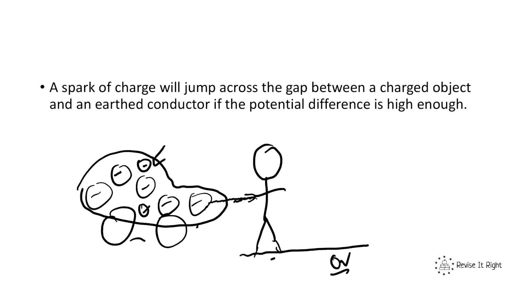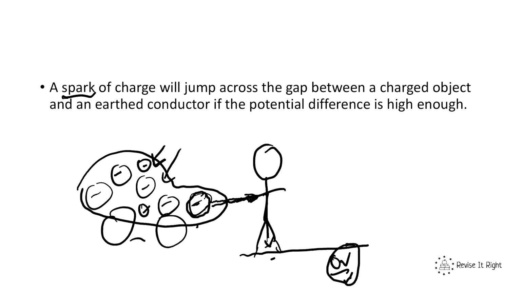So here in this case it'll be through the human and then down towards the earth, and that feeling is that spark. So when you touch a car and you get a spark, or when you touch something and you feel that static shock, it's because the electrons are jumping from that object through you to the earth. And that is because of the potential difference, the difference in voltage between the charged object, which in this case is the car, and the earth.